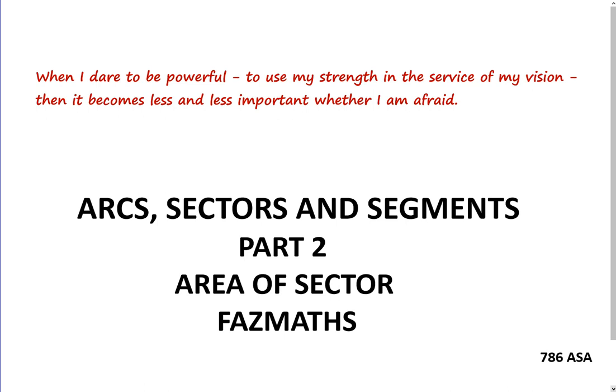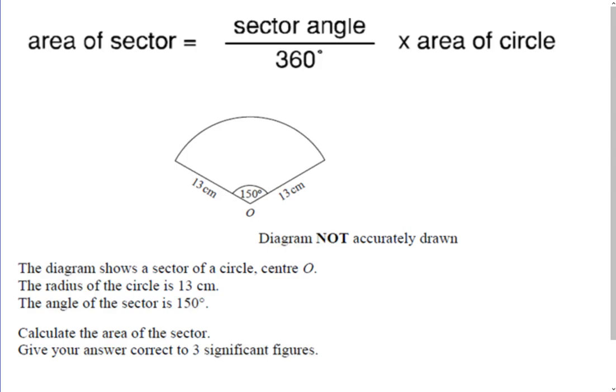A sector is just a fraction of a circle. We already know the formula for the area of the circle, which is pi r squared. So all we're doing is taking a fraction of it based on the angle of the sector. So the area of the sector is the sector angle divided by 360 times pi r squared.